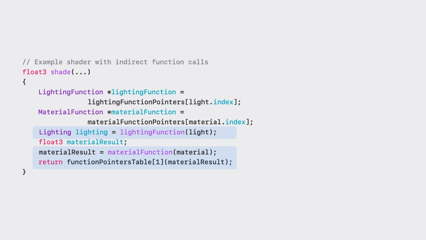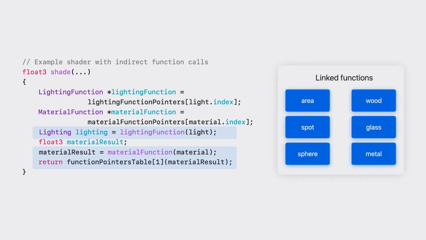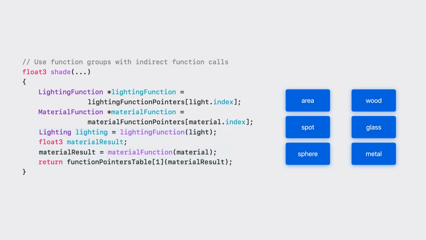However, when you know that the function pointers can only point to one of a specific group of functions, you can use the function groups attribute. For example, the only functions this shader could call are all the linked functions in the shader's pipeline state. And you may know that the lighting function can only invoke the area, spot, or sphere functions. In that case, you can group these functions into a lighting function group.